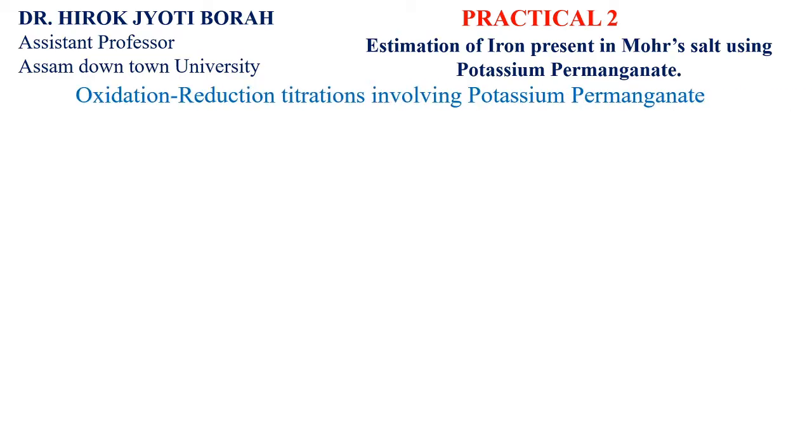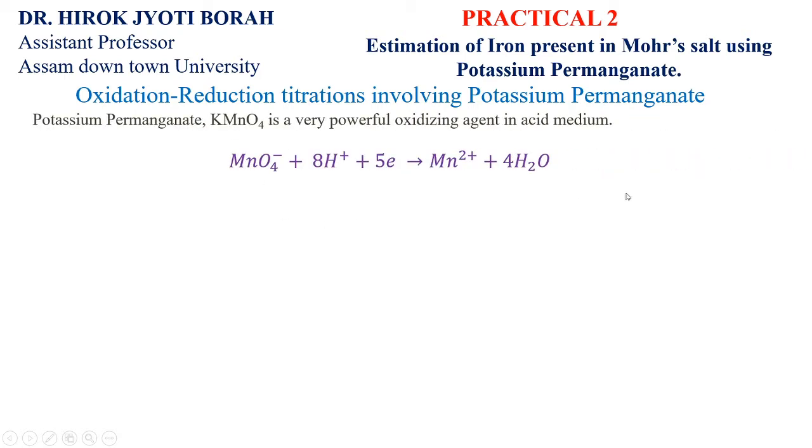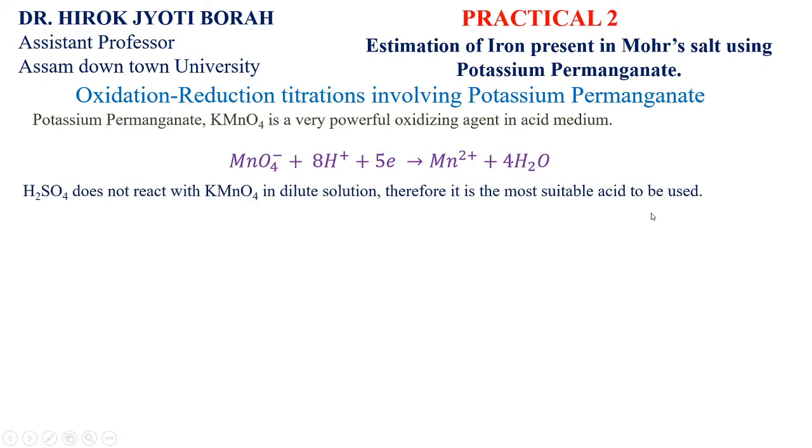Now I am giving you a brief description about oxidation reduction titration involving potassium permanganate. Potassium permanganate is a very powerful oxidizing agent in acid medium. This is the reaction of potassium permanganate in acid medium. Since the medium is acid, and sulfuric acid does not react with potassium permanganate in dilute solution, therefore sulfuric acid is the most suitable acid to be used.